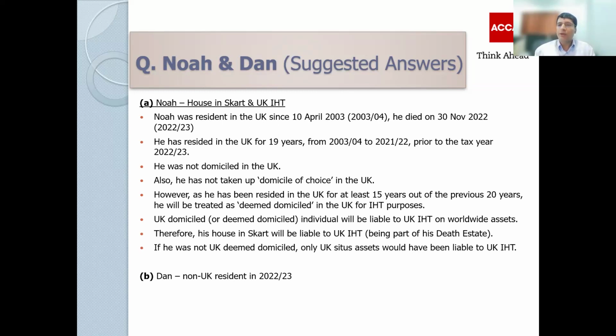In this question as well, you don't need to consider automatic test because the question is saying he doesn't satisfy that. So you need to straight away go to sufficient ties test. But in this case, question is actually telling you he is not going to be UK resident. Now you need to explain why he is not going to be UK resident even under the sufficient ties test. That's what you need to explain. So there's a standard points that you need to be talking through.